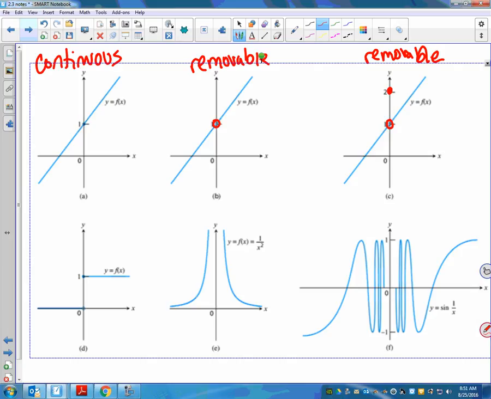And then the rest of these, I could have stayed fine there and drawn all those out. We have our jump, our infinite, oscillate. And I just copied those right there.